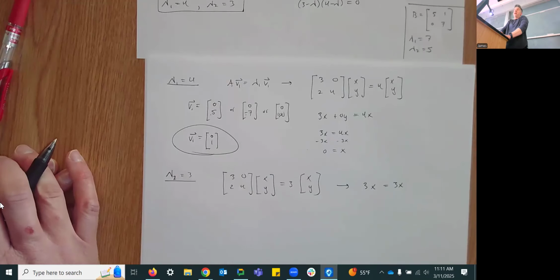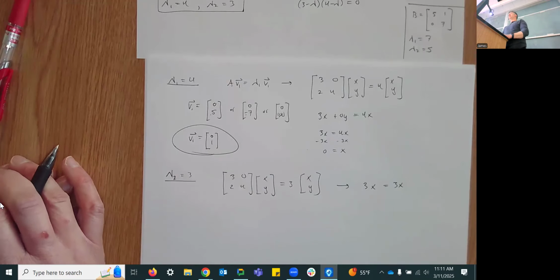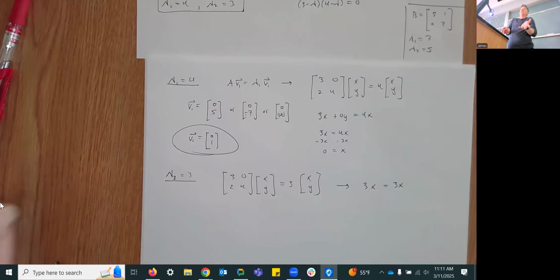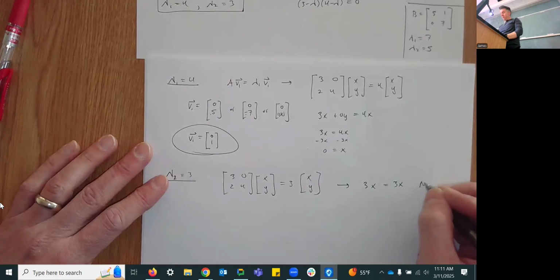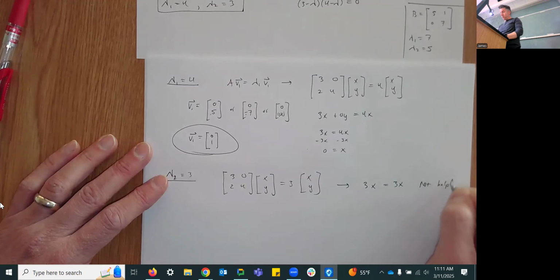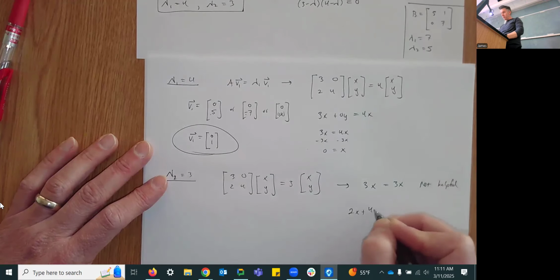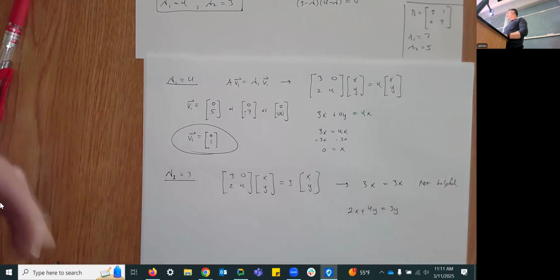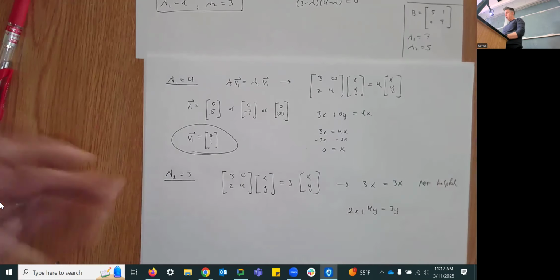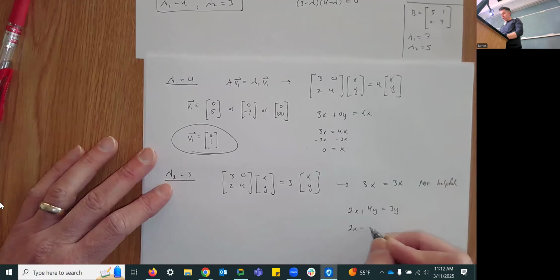This is true no matter what x is. So it doesn't help, right? This doesn't tell us anything about what x is restricted to be. We are not limited in any way. So great, that's not helpful. Move on to the other equation. 2 times x plus 4 times y equals 3 times y. Oh, that super helps. I have an equation here. I have 2 times x equals negative y.